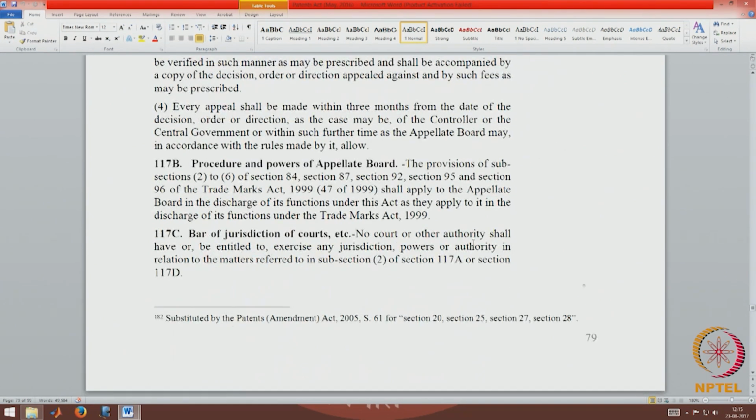Now, earlier procedure and powers of the Appellate Board, the provision of subsection 2, these are provisions of the Trademarks Act, shall apply to the Appellate Board in discharge of its function. Now, this is when the amendment came in 2005.